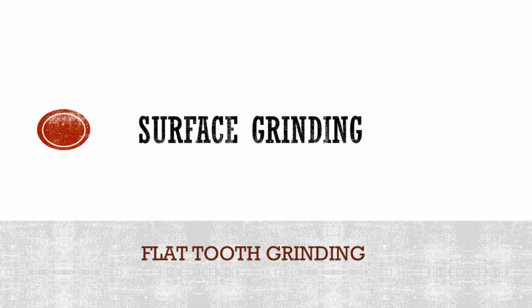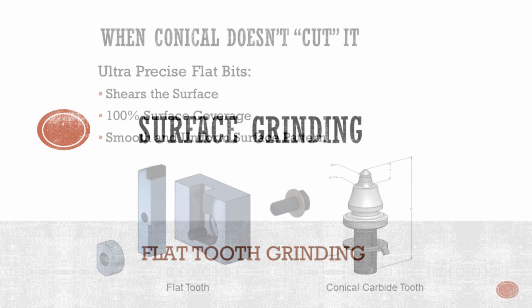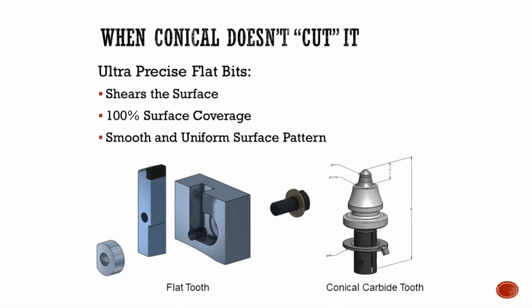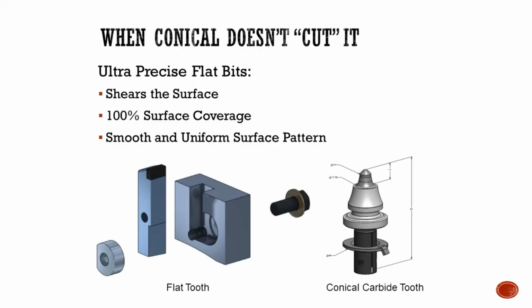The last bit we'll get into is some new technology going to be applied to milling machines, any sort of grinders. It's what we like to call flat tooth grinding. It's a radial system, so it's different than your standard conical milling bit. It's basically just for surface grinds. So conical bit's more of an impact as it strikes the surface. This is a shear effect, more like a planer. You get 100% surface coverage. It leaves a smooth and uniform pattern. There's no ridges on this particular system.